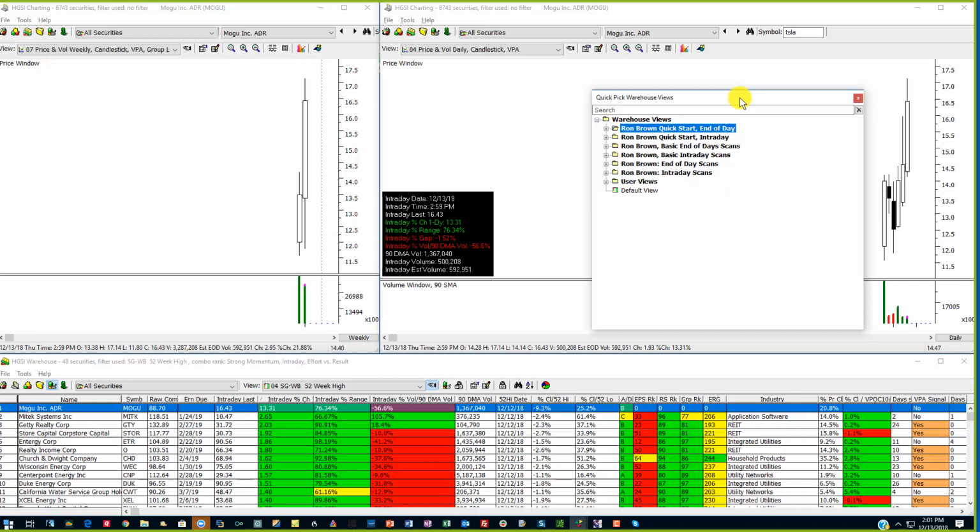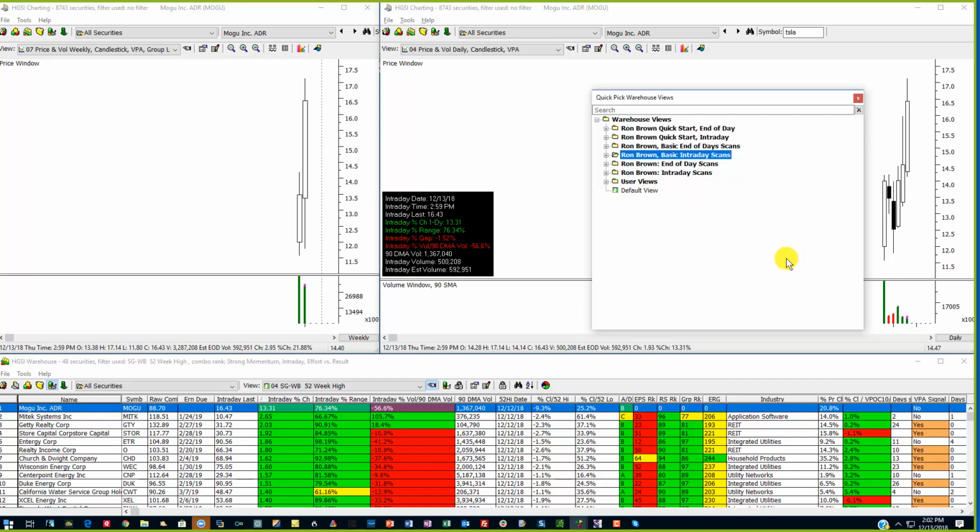My point is, if you installed the add-on early this morning, go through the process again of deleting the quick start, end of day, intraday. These are warehouse views, basic end of day scans, and basic intraday scans. The charts, I really haven't changed anything that I can recall. If I did, it's very minor.